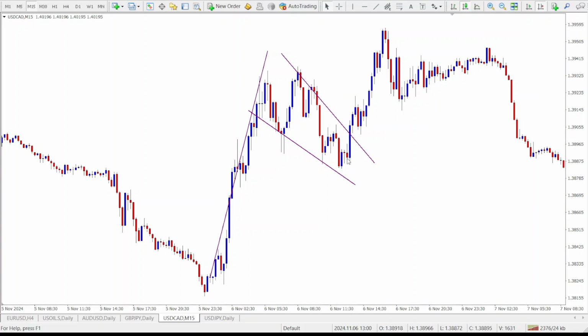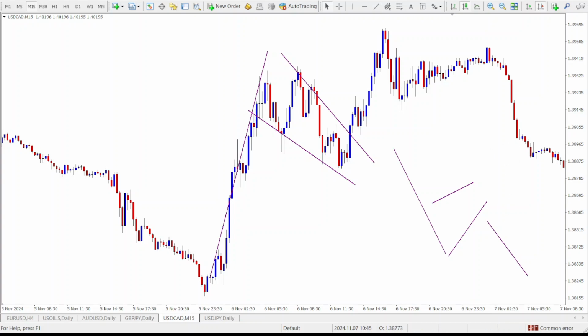Now, it breaks out to the upside after the flag formation, which signals that the bullish trend may continue. On the other hand, a bearish flag occurs after a sharp decline followed by an upward sloping consolidation, just the opposite of the bullish flag. And a breakout to the downside signals that the bearish trend is likely to continue.